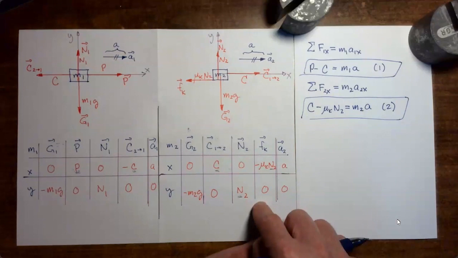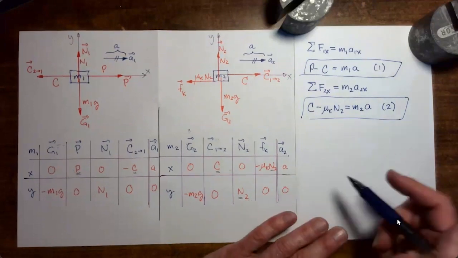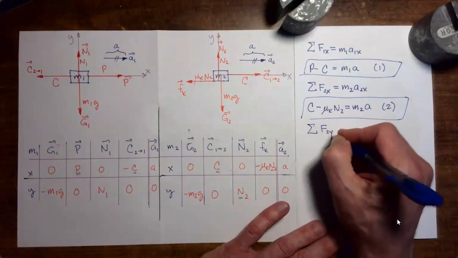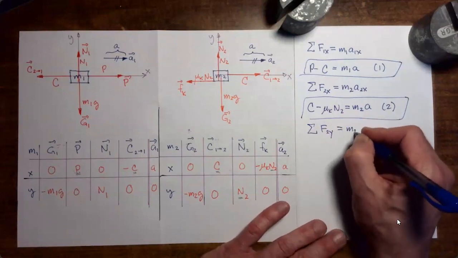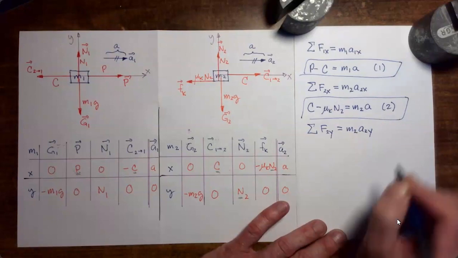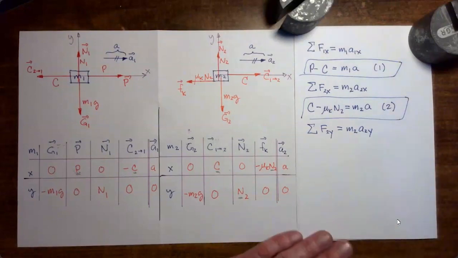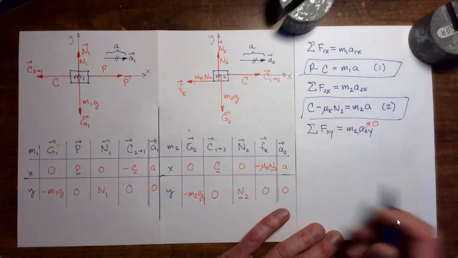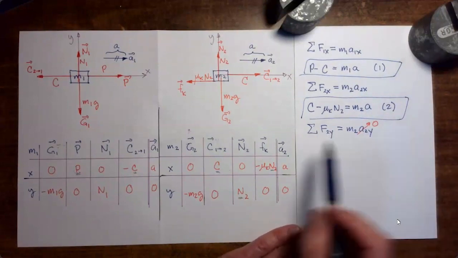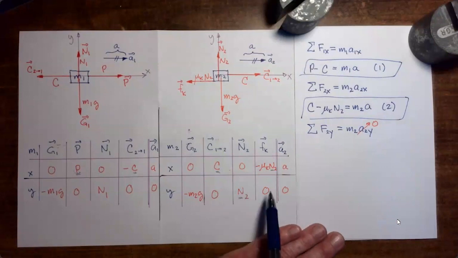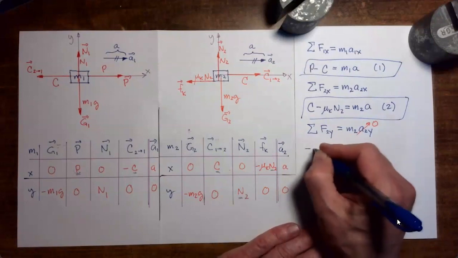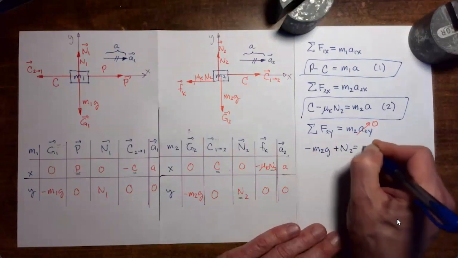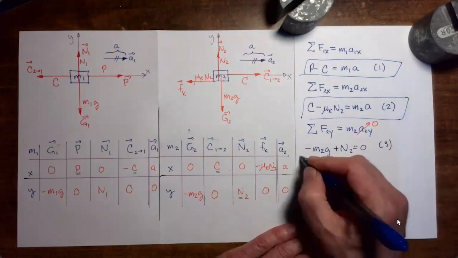And then the third equation we need is the y equation for mass 2. So we have sum of the y components of the forces acting on 2 equals mass 2 times the y component of the acceleration of 2. The y component of the acceleration of 2 is 0. So on the left here, we just need to add up the y components of the forces acting on mass 2. Thus minus m2g plus N2 equals 0. This would be equation 3.